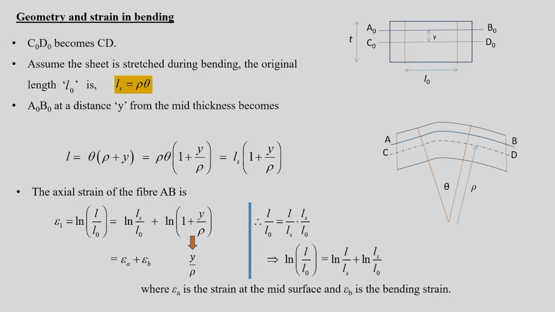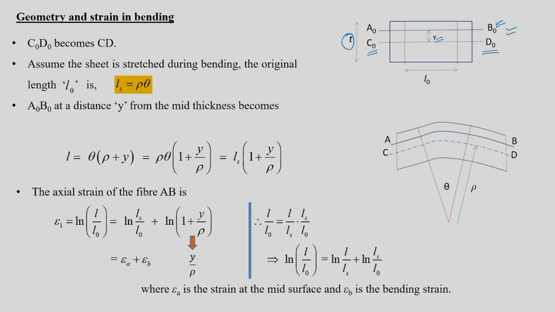So again, I am going to take a simple case. For example, this is your sheet, which you are taking with a thickness, let us say T. So it is going to be only thickness, and this total thickness is T. Let us say you consider a middle fiber, C naught D naught, a line which coincides with the mid thickness, and you can pick up any other line or fiber which is y distance away from the mid thickness, that is A naught B naught.